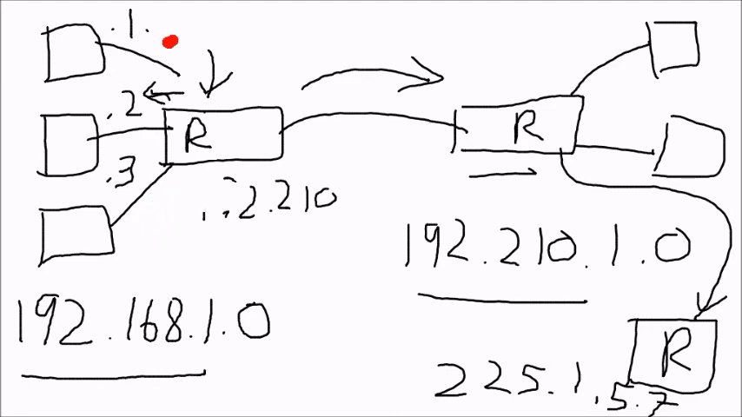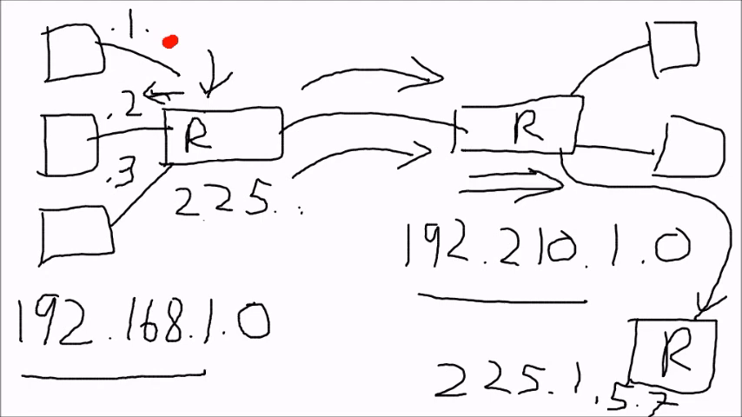This message was sent to 225. So the router sent it over here, and this router did the same job. He said, oh look, this starts with 225. I'm 192.210. I'm not 225. I'm going to send it out. And that's basically how the internet works.